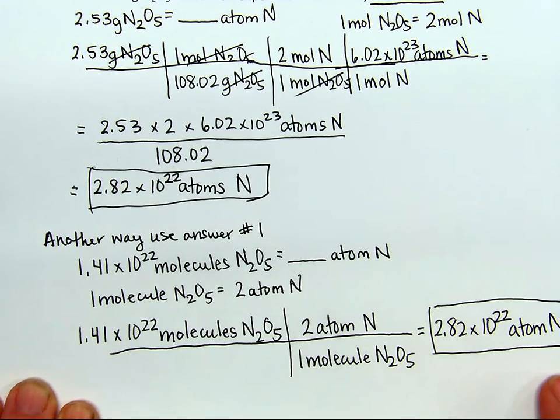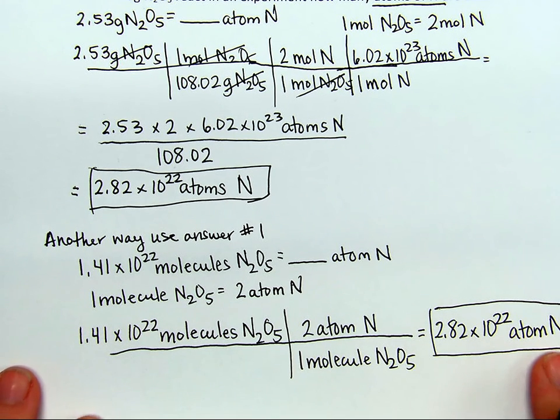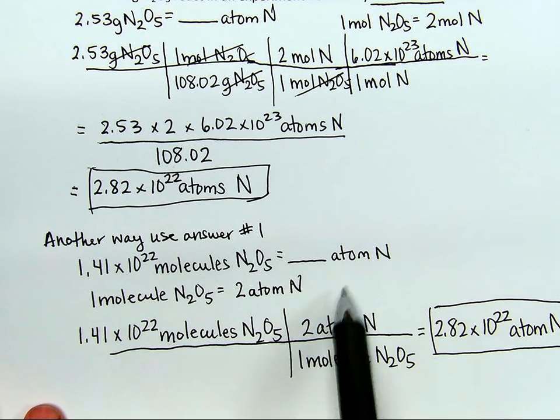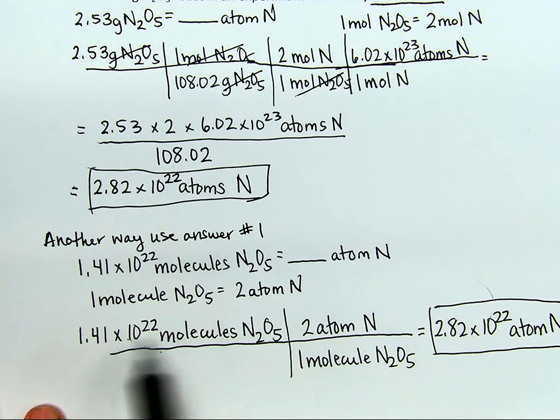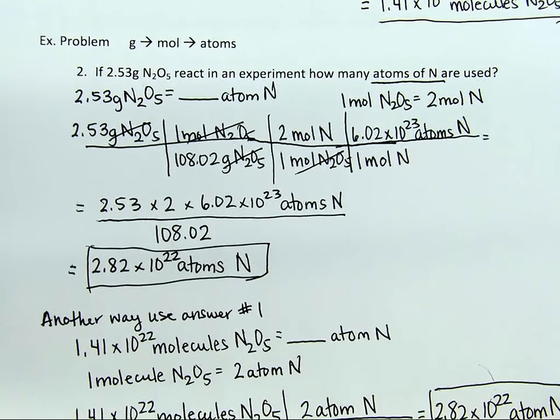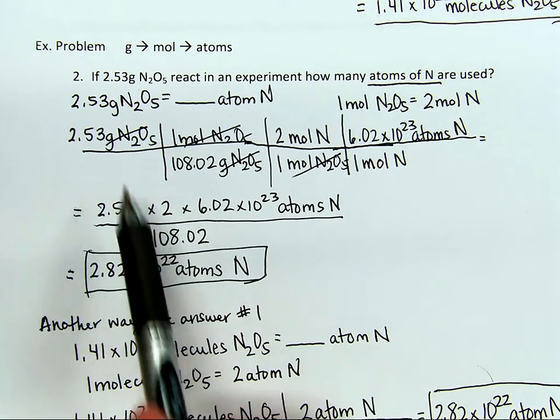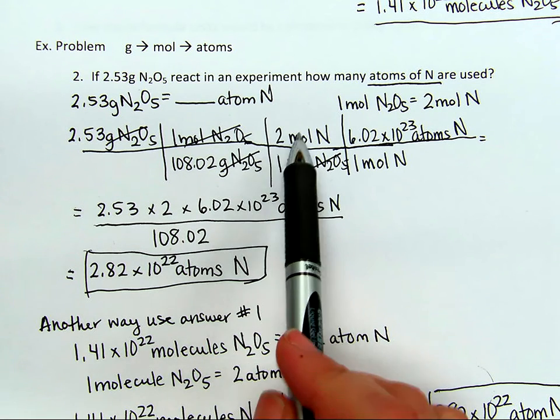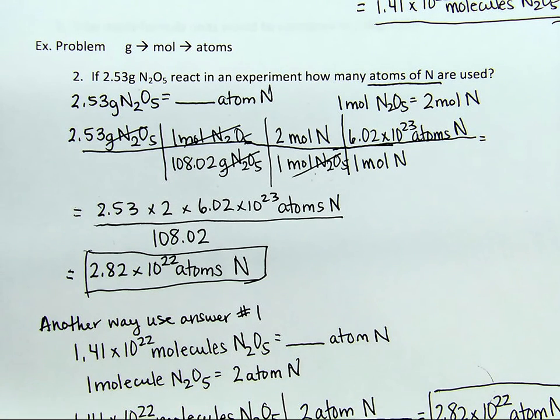So if you were, again, in this situation, had number 1 been A and this second question was a B, you could have taken your answer from number 1 and just done a simple conversion. If it had been a standalone problem, then you could have gone from grams to moles, from moles of N2O5 to moles of N, all the way to atoms of N.